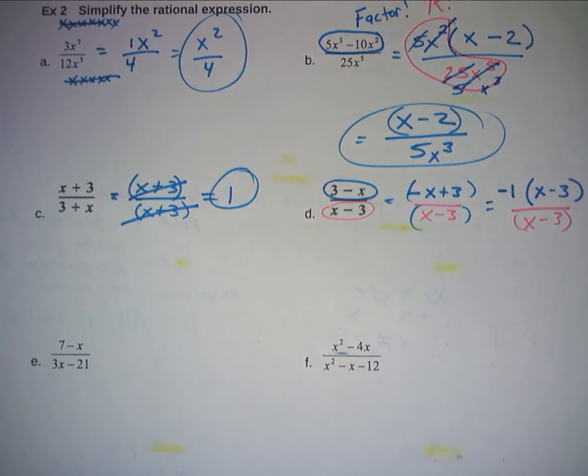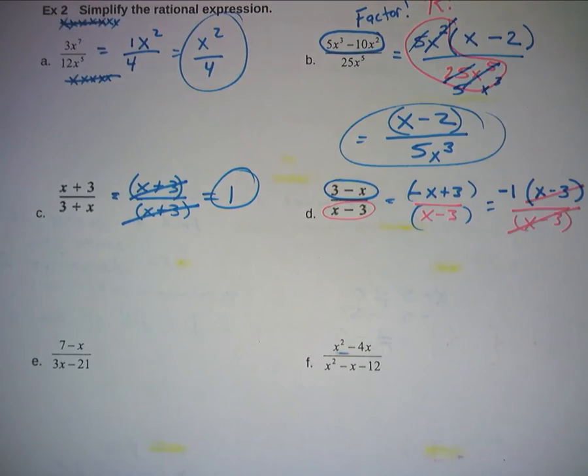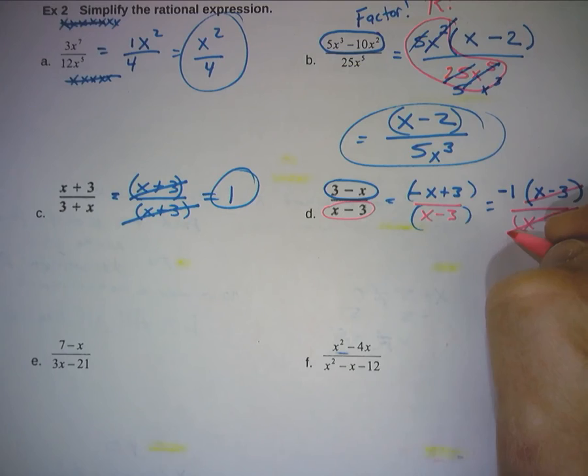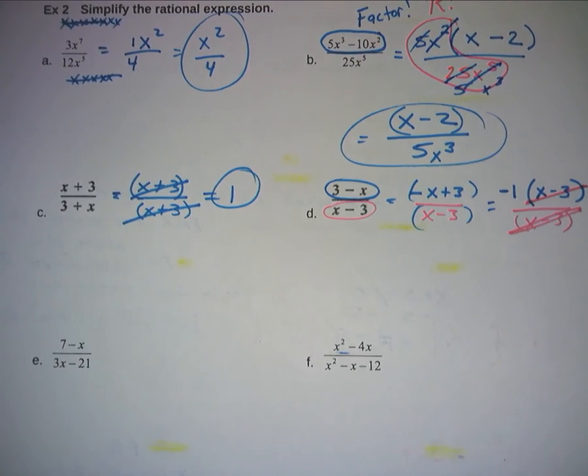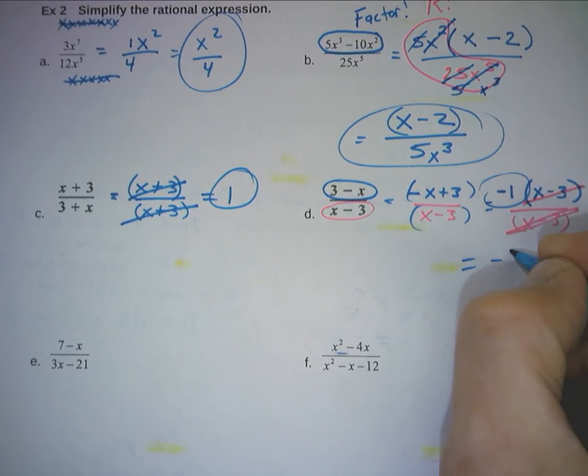Well, now again, binomials reduce binomials. These x minus 3's, karate chop. If you're watching Cobra Kai, a little karate chop on that. And all I'm left with is that negative 1.